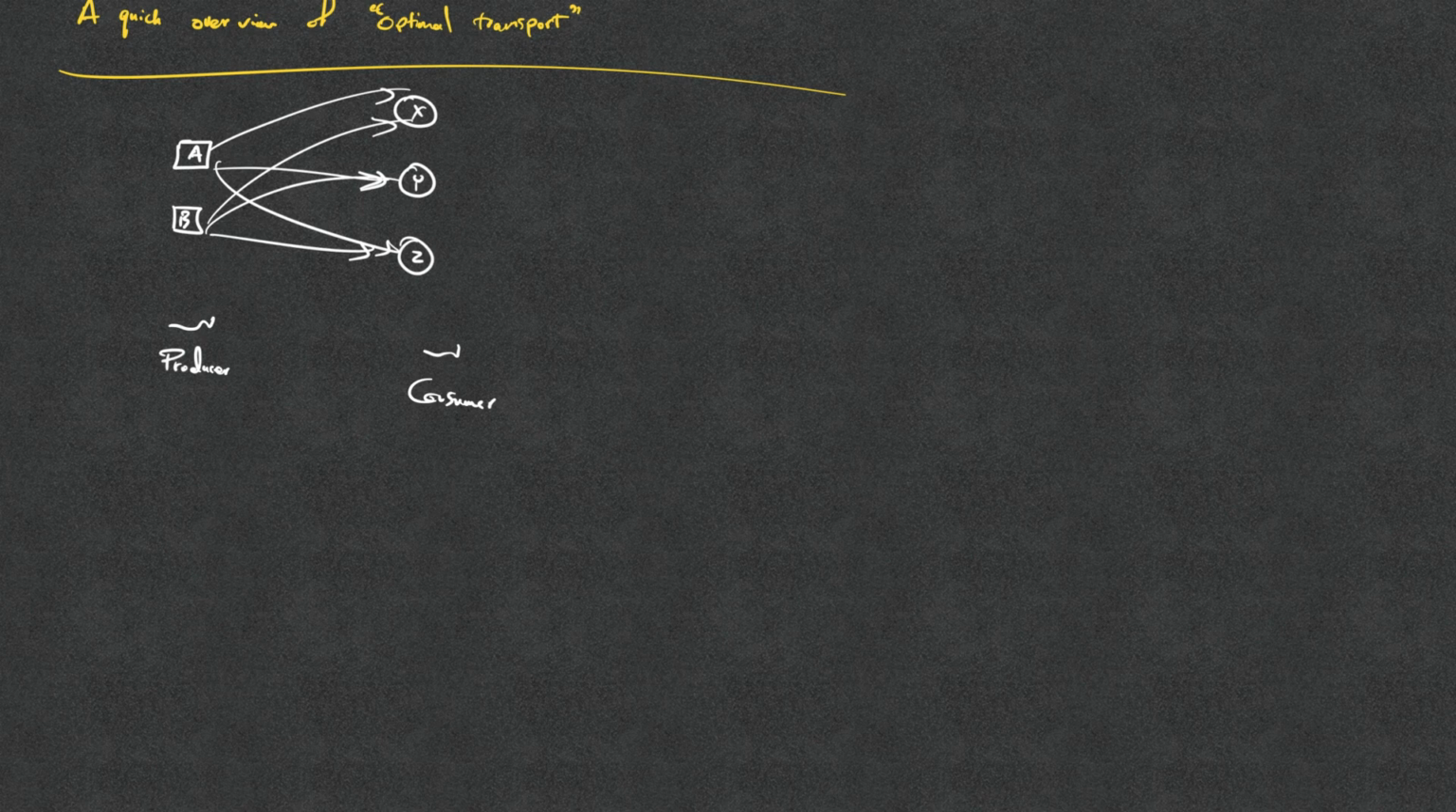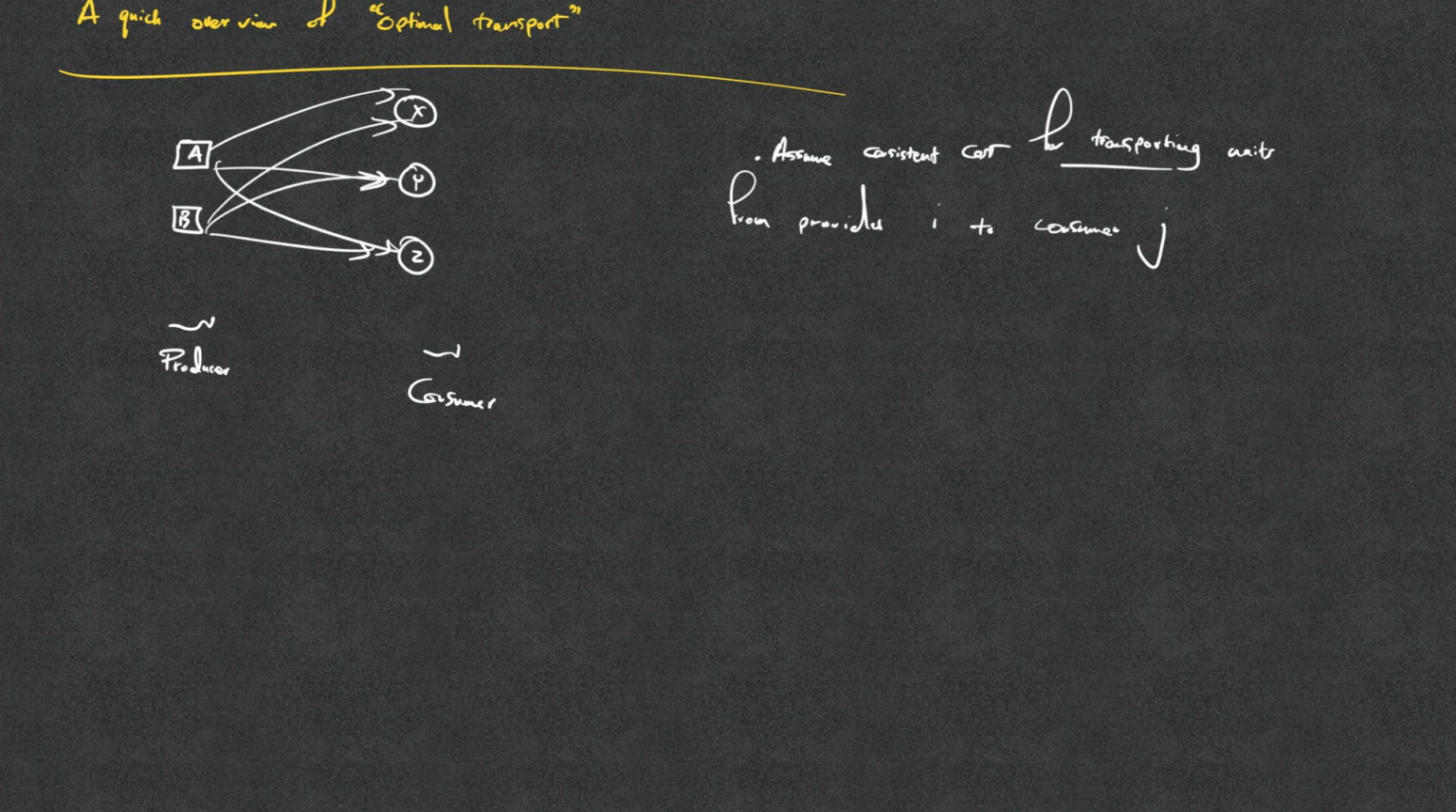Let's also assume that there's going to be a cost associated with the transportation of the material from, let's say, A to X and B to X, and this cost is not necessarily the same between A and B to X, but we still are going to assume certain consistencies that we'll talk about. One assumption is the consistent cost of transporting one unit from a provider I to a consumer J. For example, if you have 2 units, it'll be 2 times that cost, 3 units, 3 times that cost. So in that sense, it is linear.